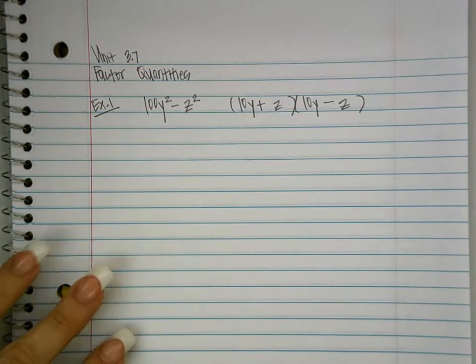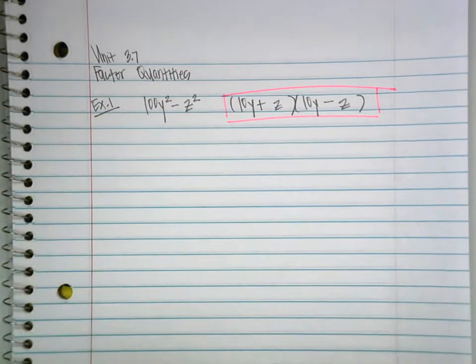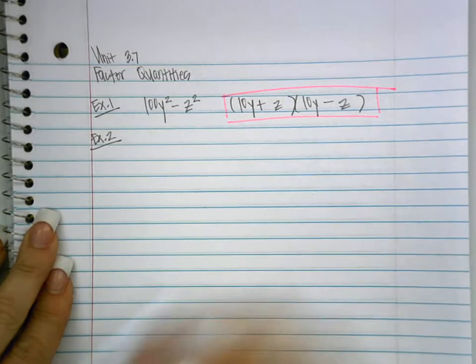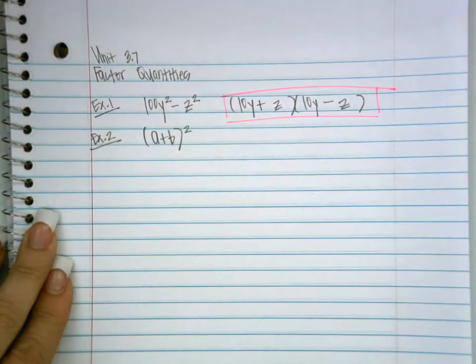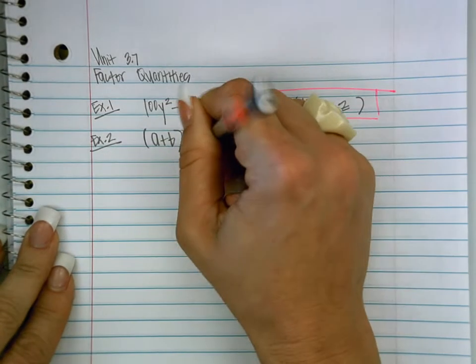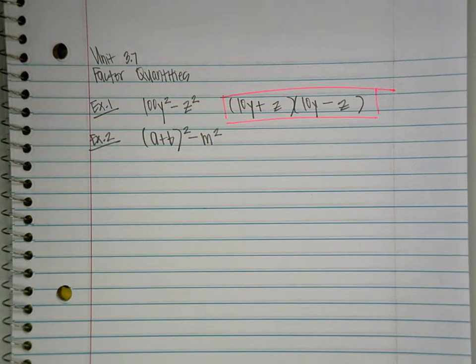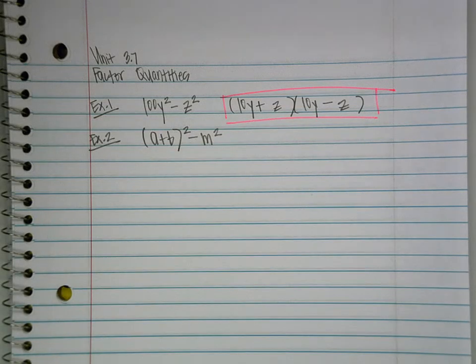What we're going to work on first is essentially the same thing as difference of squares. It's just going to look a little bit different. So for number 2, factor completely quantity a plus b quantity squared minus m squared. That means in parentheses squared, minus m squared. Write that down.